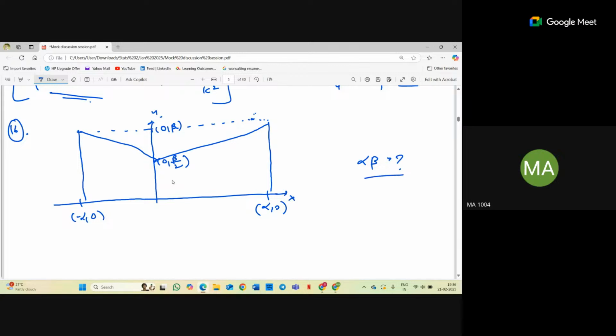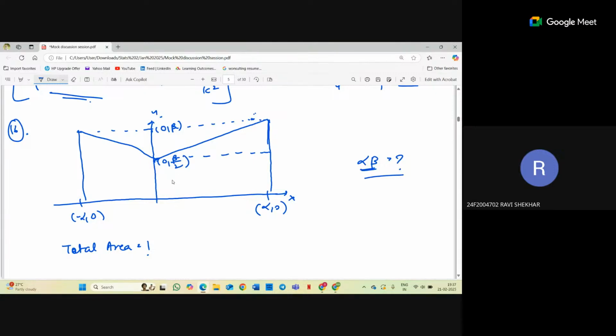Now we know that this is a continuous random variable, right? It is a CDF. So the total area would be equal to 1. Area under the curve is 1, right? So if I find out the total area and put it equal to 1, I would be getting the value of alpha and beta. So how will I solve it? I'm just taking this part. Ma'am, we can directly say that area of the bigger square minus area of the upper triangle.